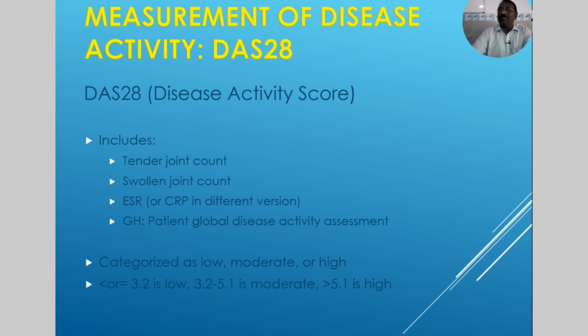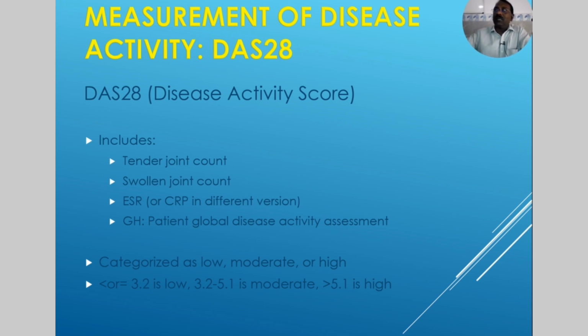So measurement of the disease activity. This is the DAS 28. DAS means disease activity score. So it includes tender joint count, swollen joint count, ESR, and patient global disease activity assessment. Depending on that, DAS activity low means less than 3.2, moderate means 3.2 to 5.1, very high means more than 5.1. You need not remember these things, but DAS is disease activity score depending on the tender joints, the swollen joints and the ESR.